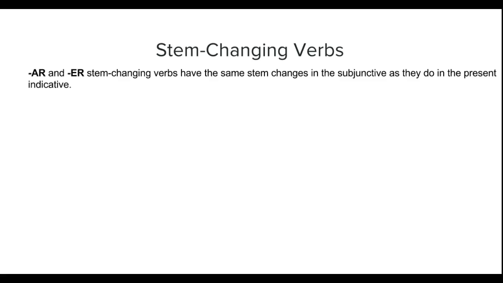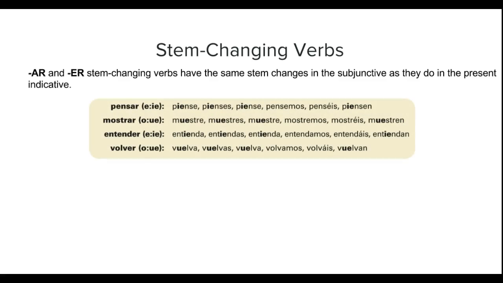Stem changing verbs in the present subjunctive, if it is an AR or ER verb, it's going to function similarly to the present tense in the indicative mood that you're used to. So basically what that means is you'll stem change in all forms except for nosotros and vosotros. As we call these the boot verbs, those nosotros and vosotros conjugations are outside of the boot and therefore don't stem change. Now this is in AR and ER verbs, okay?